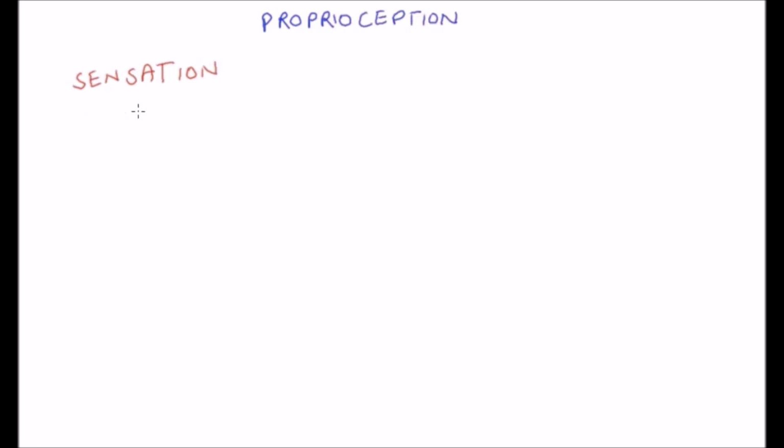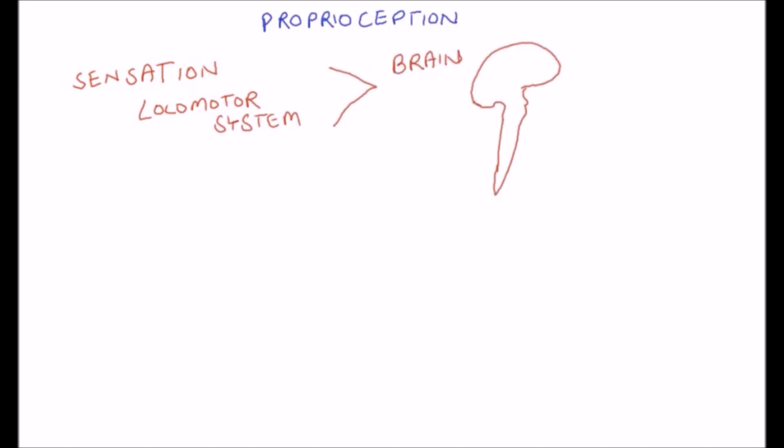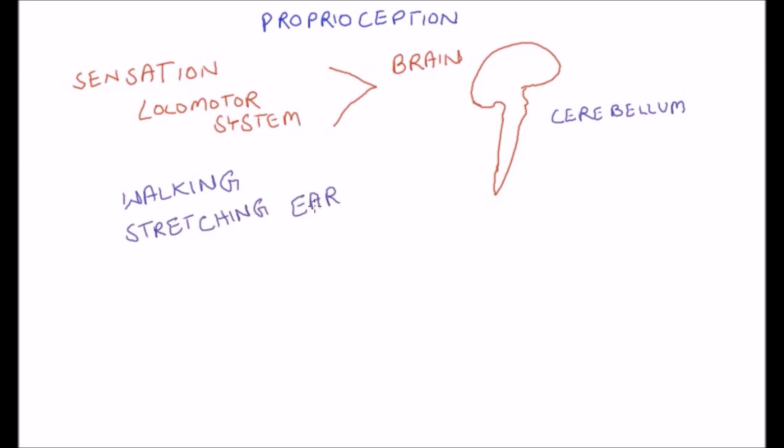Proprioception: all the sensation coming from the locomotor system and sent to the brain, the cerebellum, like walking, stretching the ear, touching the nose with closed eyes.